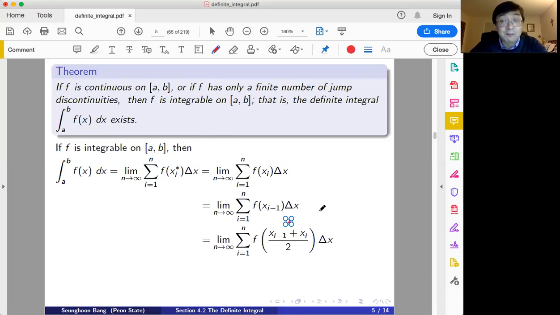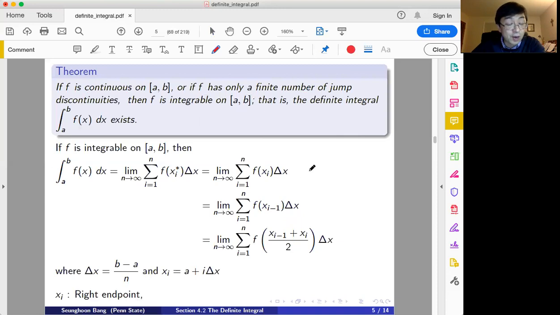Xi star is the sample point. Xi star is any number between xi minus 1 and xi. So delta x is b minus a over n, and xi is a plus i times delta x. This definition is from the previous section, section 4.1. Xi is the right-hand point, xi minus 1 is the left-hand point, and xi minus 1 plus xi over 2 is the midpoint, right?